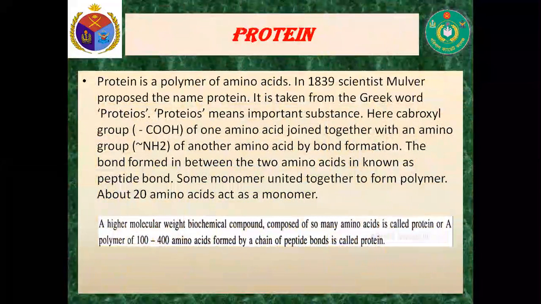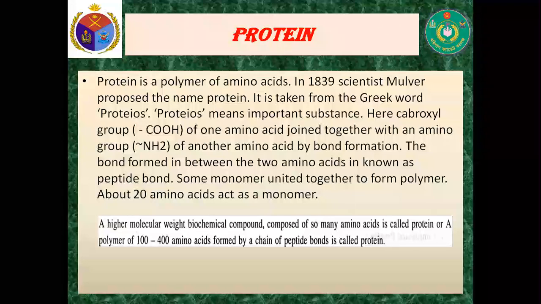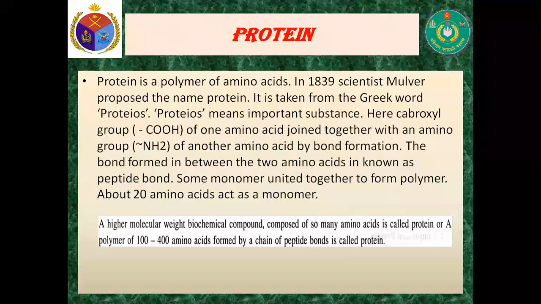Now, my dear friends, what is protein? Protein is a polymer of amino acids. In 1839, scientist Mulder proposed the name protein. It is taken from the Greek word proteus. Proteus means important substance. Here, the carboxyl group of one amino acid joins with the amino group of another amino acid by bond formation. The bond formed between the two amino acids is known as peptide bond.